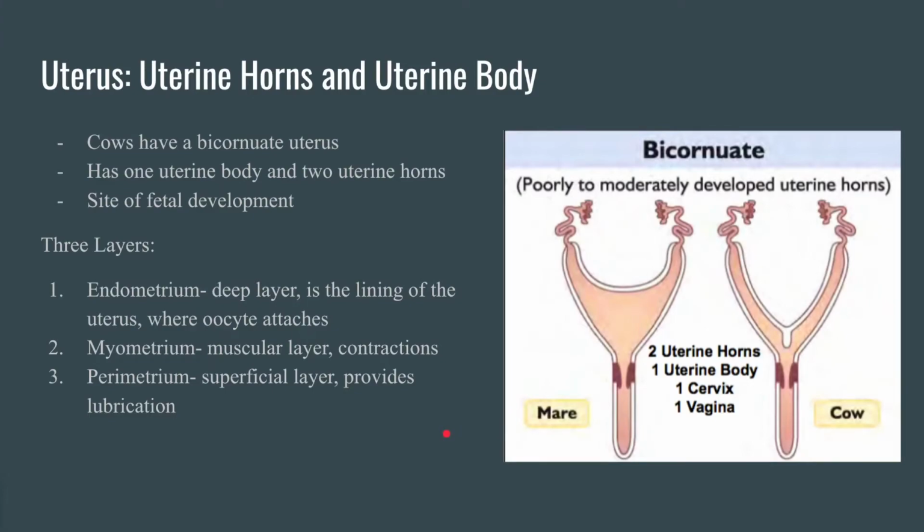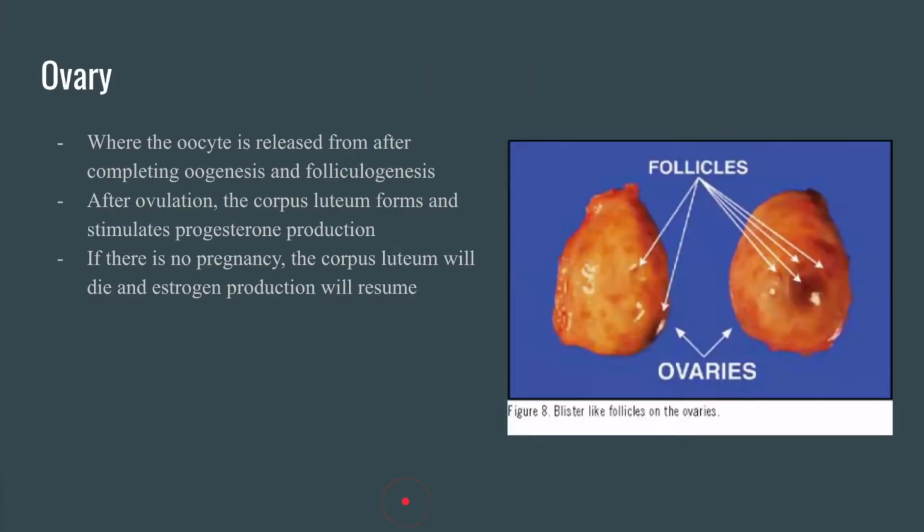Next up, we have the uterus, which is the site of fetal development. Cows have a bicornuate uterus, which means they have one uterine body and 2 uterine horns. The uterus also has 3 layers: the endometrium, which is the deepest layer, and it's the lining of the uterus and where the oocyte attaches. The myometrium is the muscular layer, and this is where contractions occur, and the perimetrium is the most superficial layer and provides lubrication.